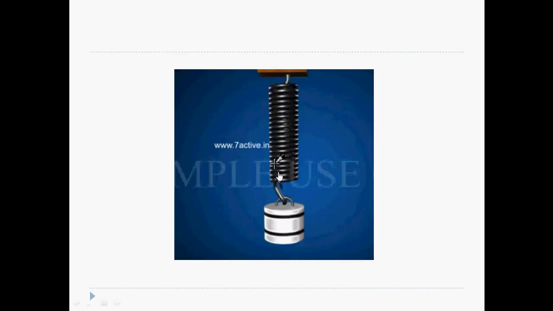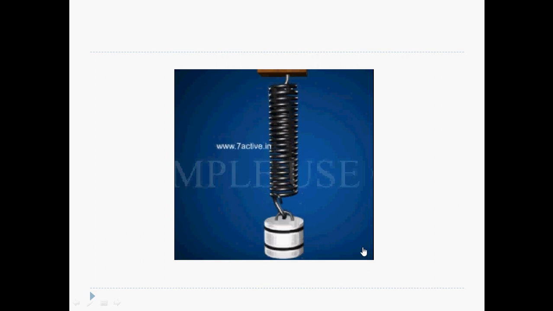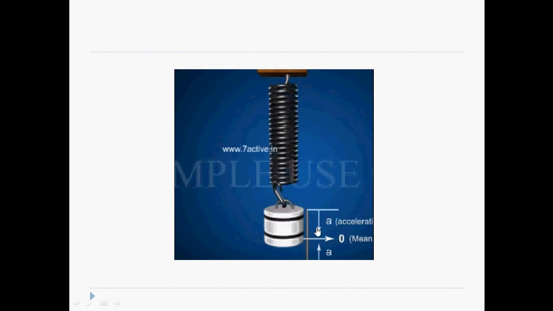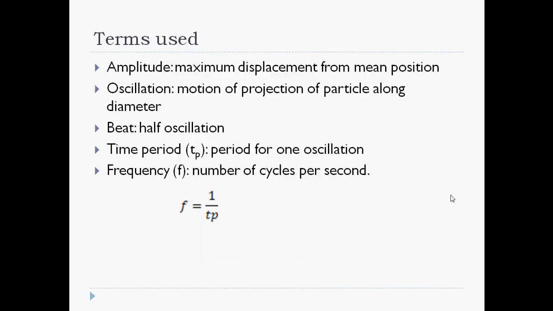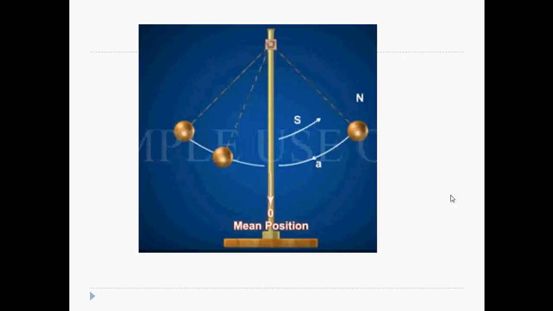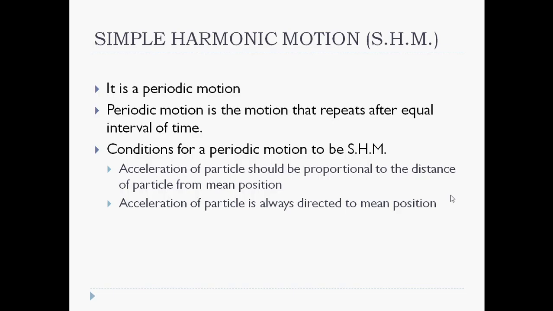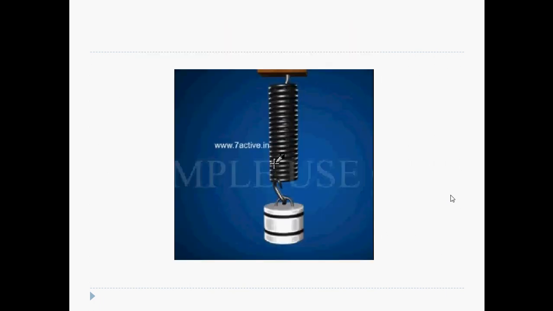And if we are checking the movement of the spring, it will be like this. From the mean position, it will oscillate to and fro like this, and the acceleration will always be directed towards the mean position. So these are the two conditions that have to be satisfied for a periodic motion to be a simple harmonic motion: the acceleration should be proportional to the distance from the mean position, and it should be directed towards the mean position.